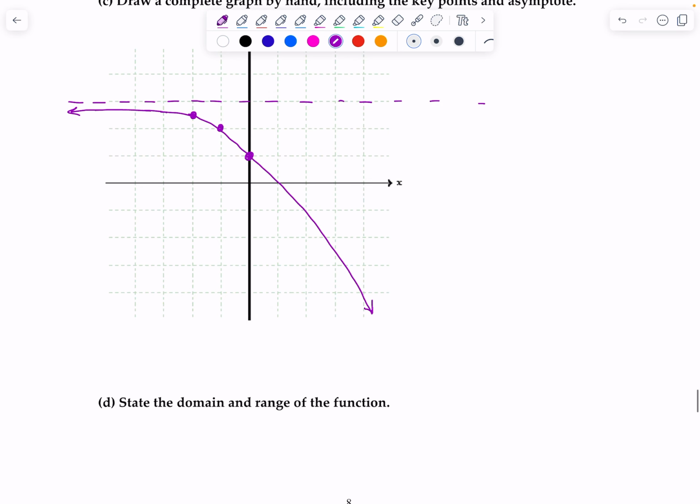State the domain and range. So use the graph, it helps. Domain, all real numbers, right? So -∞ to infinity. You could write all real numbers, I don't care. And then the range, the graph goes down, down, down forever. So it's going to go from -∞ up until 3 with parentheses, because it's never going to actually hit 3, right? The horizontal asymptote, it just gets super close, but it never hits it.